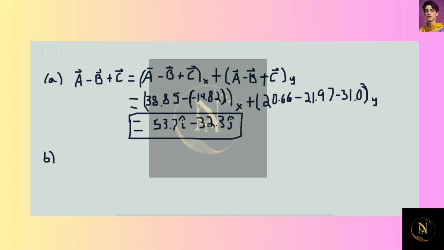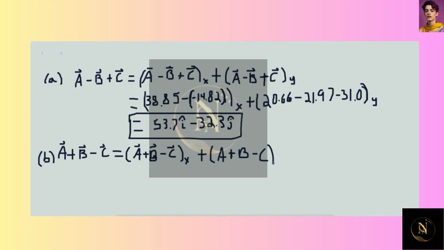Now we're going to do part B. B was this time A plus B minus C. And as before, we're going to do this for A plus B minus C for the x, plus A plus B minus C for the y.